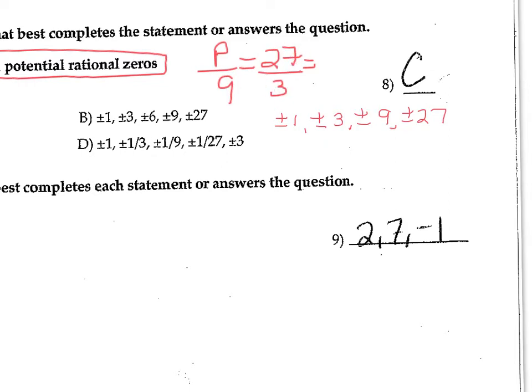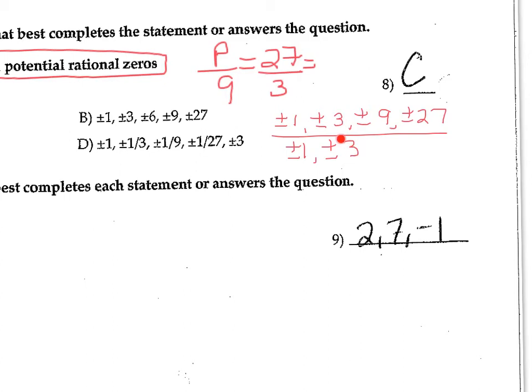And now for the 3. On the bottom, it's positive negative 1 and positive negative 3. As you make combinations, all these numbers divided by 1 are just all these numbers. But then as you combine 1 with the 3, that's going to be 1/3. So we have to add that 1/3 to the list.